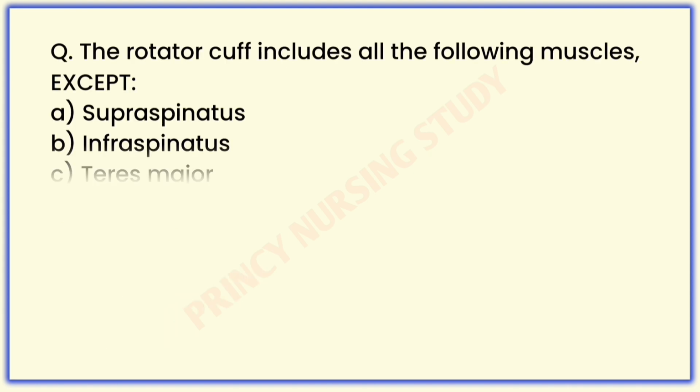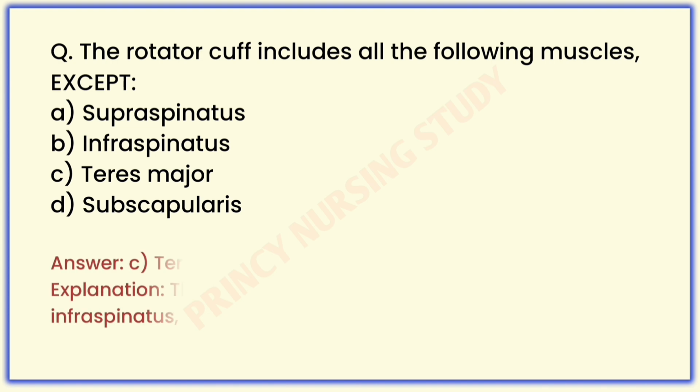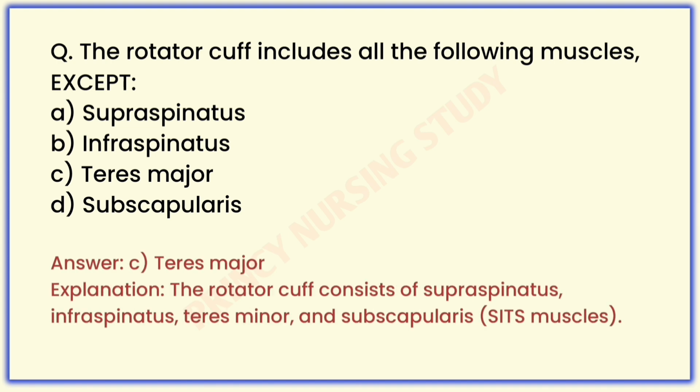Next question. The rotator cuff includes all the following muscles except: Correct answer is C. Teres major. The rotator cuff consists of supraspinatus, infraspinatus, teres minor, and subscapularis, the SITS muscles.